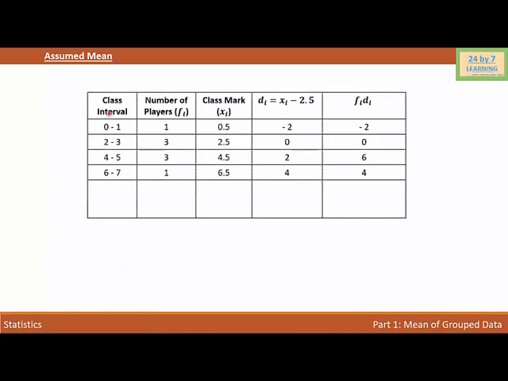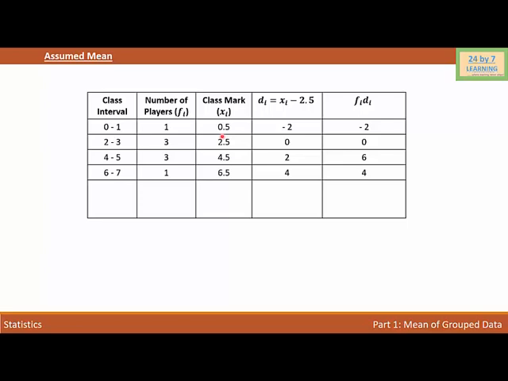Assumed mean. To find the assumed mean, we are going to consider the same table that we considered for approximate mean. So here is the table. The first column is class interval, the second column is number of players, which is basically frequency, and our third column is class mark.